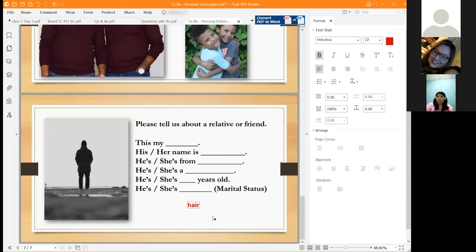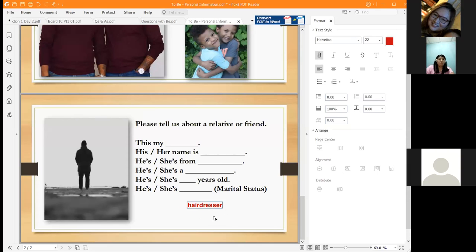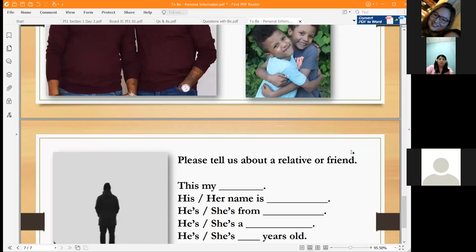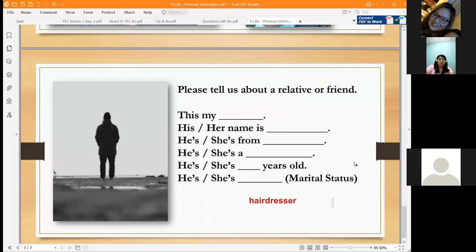Hairdresser. You can say cosmetologist, but hairdresser is okay. Thank you, teacher. You're welcome, my friend. Thank you. Okay, very good.